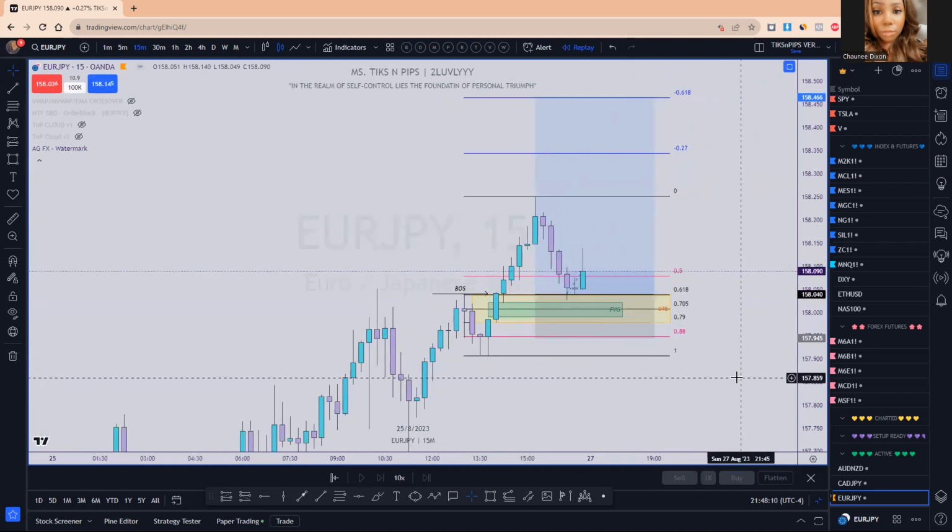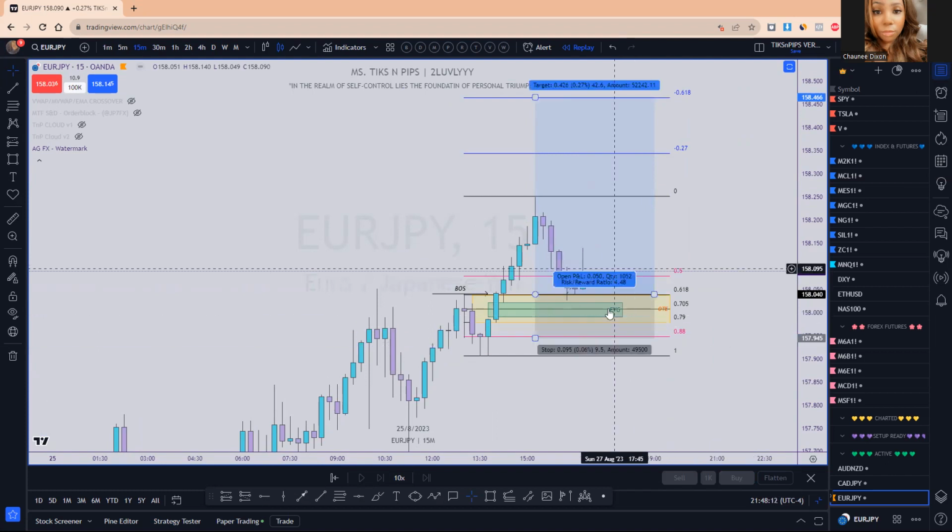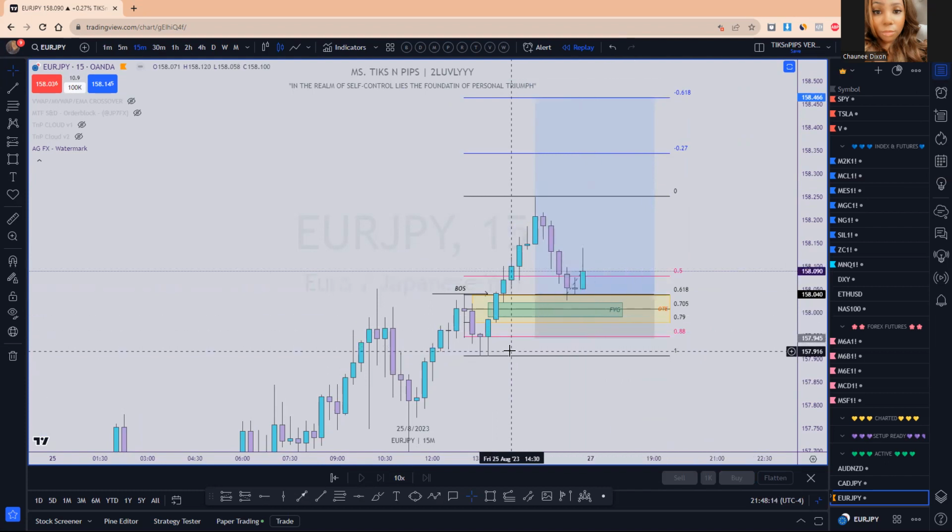So the market's closed now, so that's where it stops. But that's pretty much my mental map of how I utilize the Fibonacci.